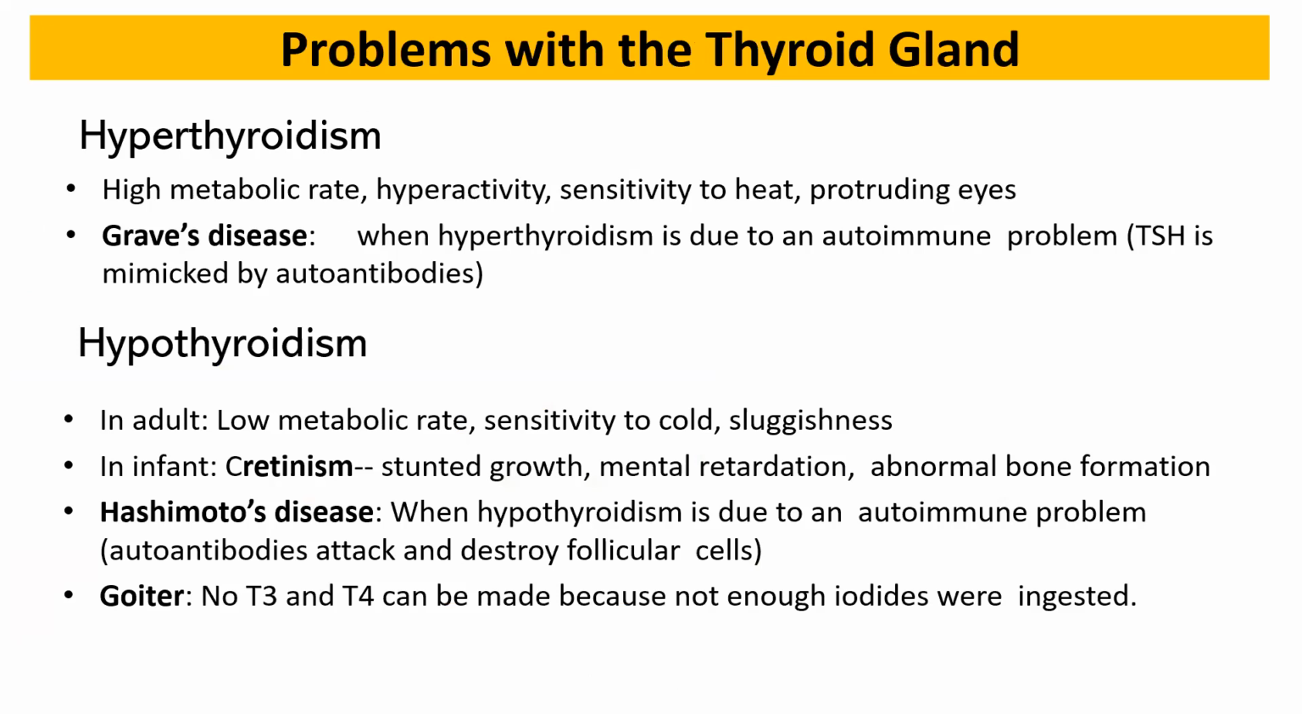There is hypothyroidism, in which people have lower levels or lower activity of thyroid, and so there is lesser production of hormones, which means lower metabolic rate and sensitivity to cold. In infants it causes cretinism. Of course we know that if there is lower activity and lower production of hormones, it can result in lesser growth. It can affect the development and cause abnormal bone formation.